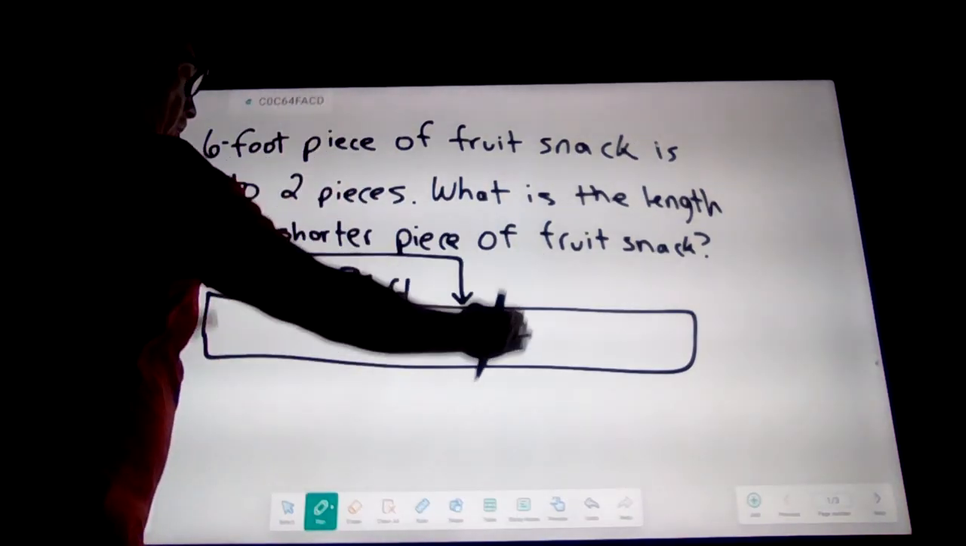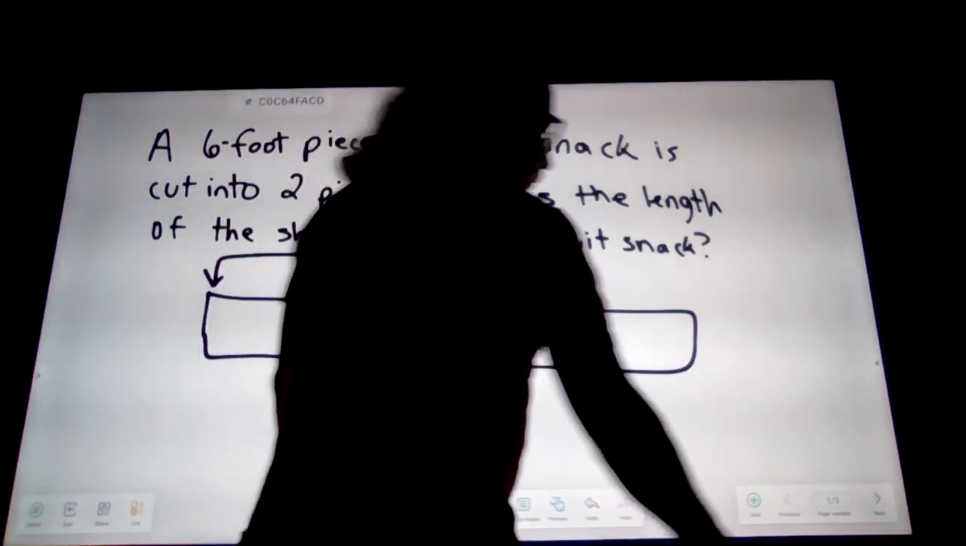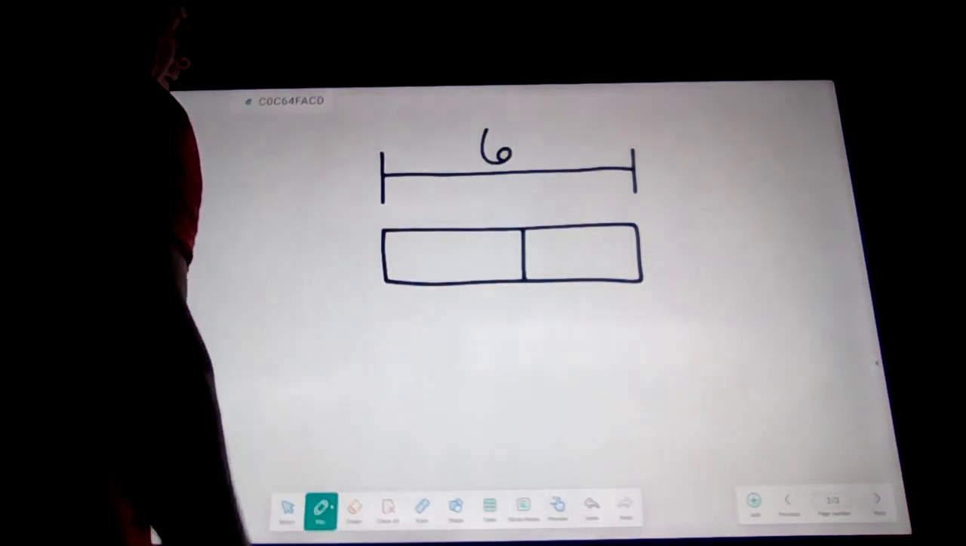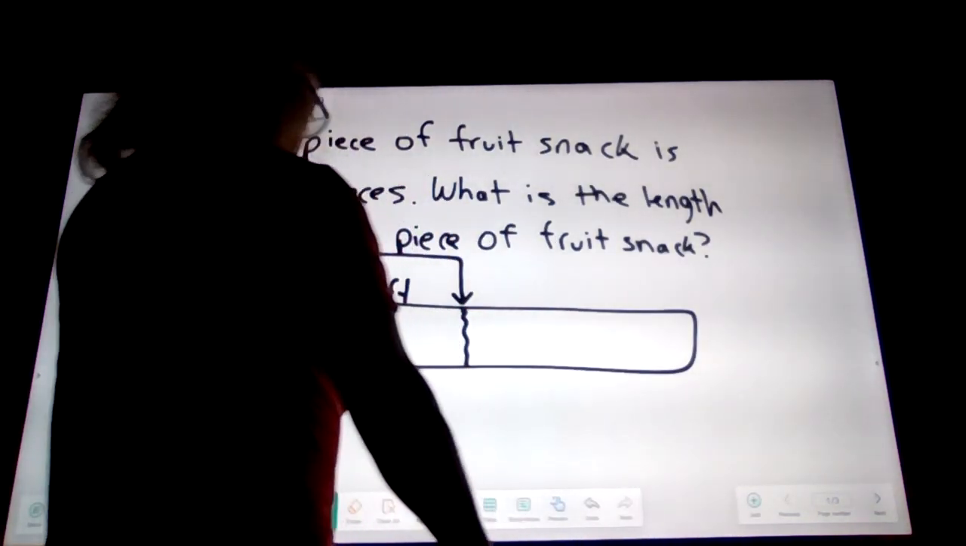Okay, so here's our diagram. We're gonna act like we cut it right there. Okay, so we always want to start with a bar diagram. So we know our total is 6. And so going back to our diagram, we know what we know. Part of it is 3 3/4 feet.